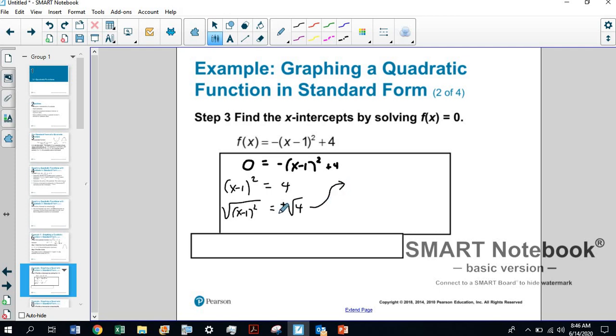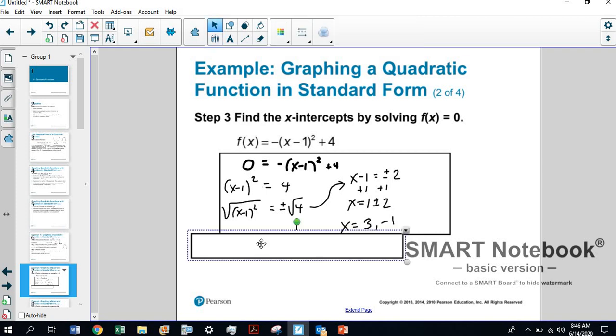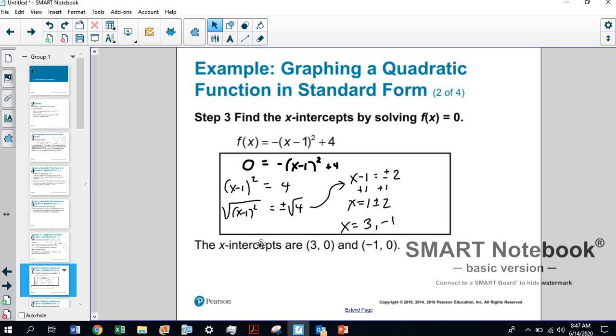All right, and so what that means is I get x minus 1 equals plus or minus the square root of 4, which is 2, and so I add 1 to both sides. I get x equals 1 plus or minus 2. If you add 1 plus 2, you get 3. If you subtract 1 minus 2, you get negative 1. Okay? So you get two x values, and remember those came from when y equals 0, and so the x-intercepts are (3, 0) and (negative 1, 0). Okay? So when you solve these, remember that the y part is always 0 for x-intercepts.